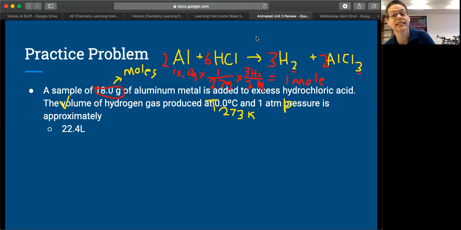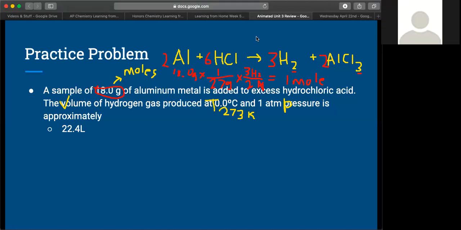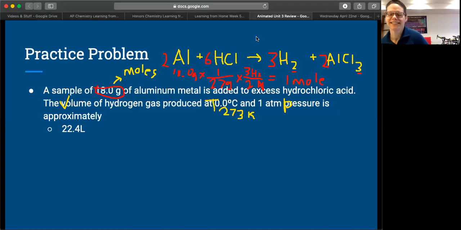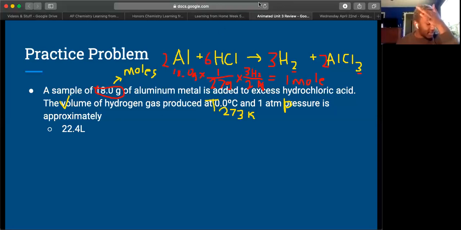Is that what you're getting? Hold on. I haven't done it yet. 273. Yes. What unit is it going to be in? It's volume, so it's liters. Yes, I got that too.